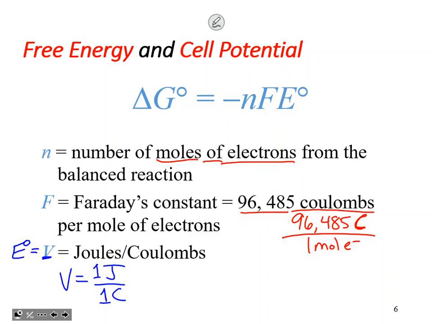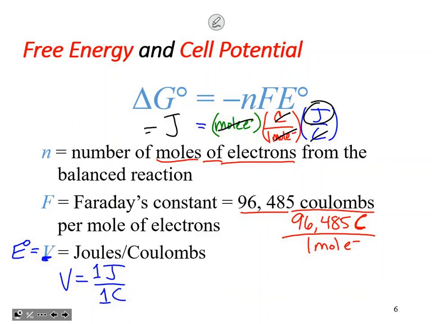Why am I showing this? Because this is how this equation works in order to cancel out the units. N is going to be the moles of electrons. Faraday's constant is going to be coulombs over 1 mole of electrons. And then the volts really is joules per coulomb. So how do we get delta G from that, the unit? Well, the coulombs cancel, the moles of electrons cancel, and now we're left with joules for delta G.